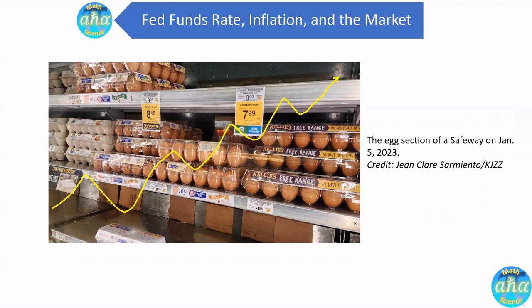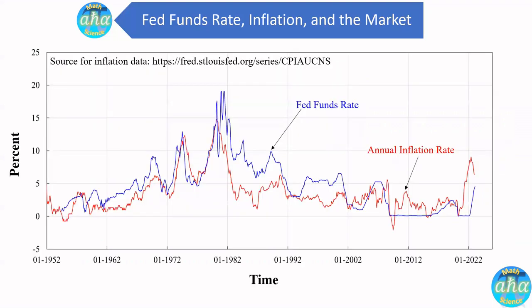So it's interesting to put the federal funds rate and the annual inflation rate together on the same chart and do a comparison. So here is the data for these two rates over the past 6 decades. You can clearly see the two rates track each other very closely.